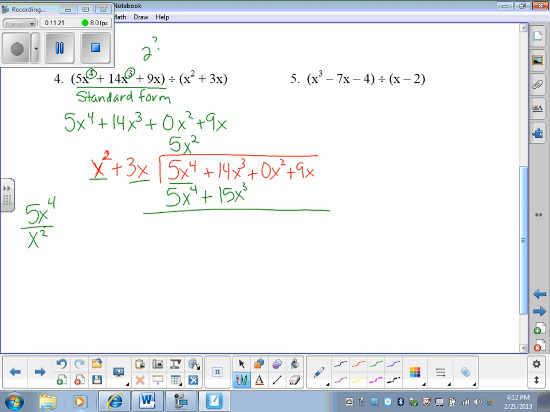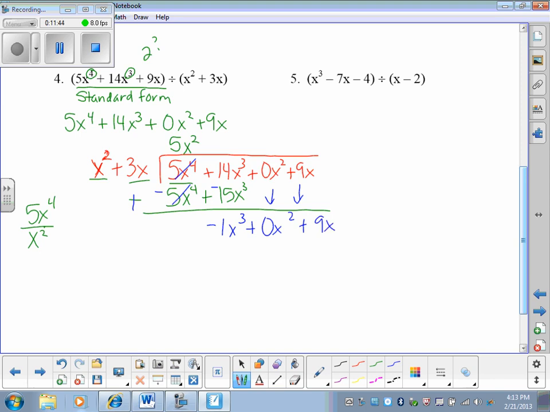I'm going to subtract this, and again, I'm going to do like I've done before. Change this to addition, and then change the sign of everything behind it. Which is nice, because these will cancel. And then this ends up giving me negative 1x to the third. I'm going to bring down the rest of my polynomial. So plus 0x squared plus 9x.